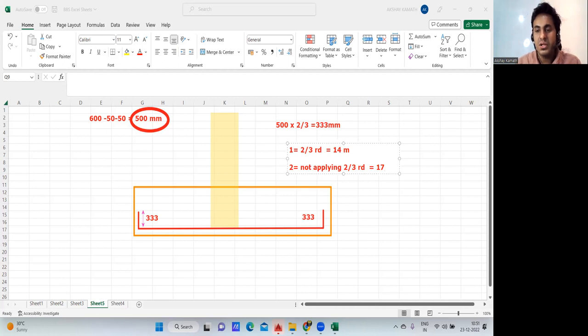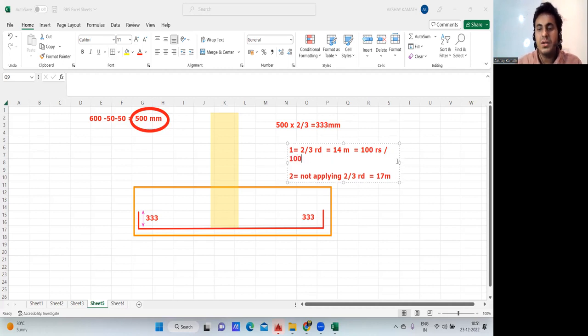So obviously, if it is 14 meter, then considering the unit weight of steel and all, let us take some random value. It will come to 100 rupees. Okay, let us consider 100 rupees or $100. Let us consider $100.